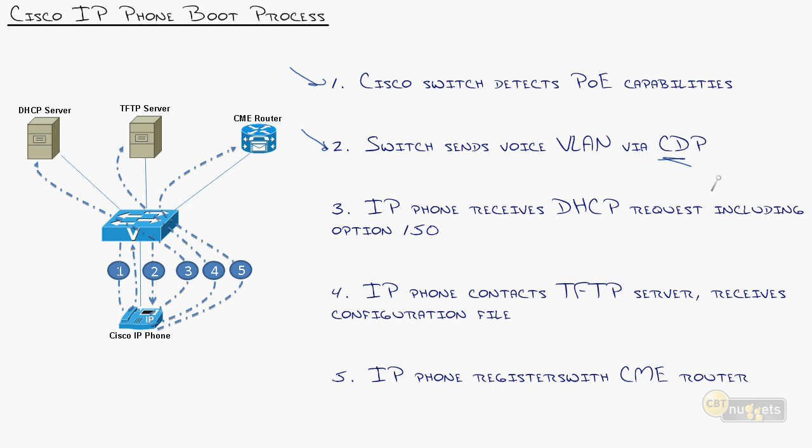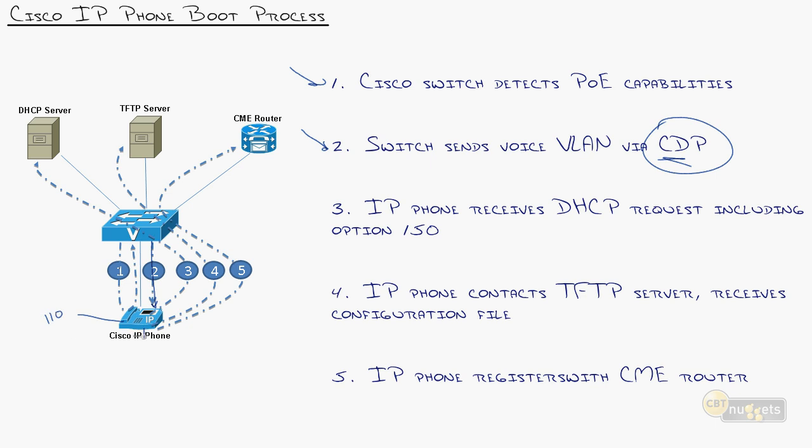CDP is the Cisco Discovery Protocol. Typically, if you've come from a CCNA background, when you see that you're thinking, okay, show CDP neighbors or show CDP entry, and you get all that data of what devices are attached. Well, Cisco modified CDP, and they tweaked it to be a delivery protocol as well. So when this phone is powering on, the switch will send a CDP message down to it and say, hey buddy, you are on voice VLAN 110.